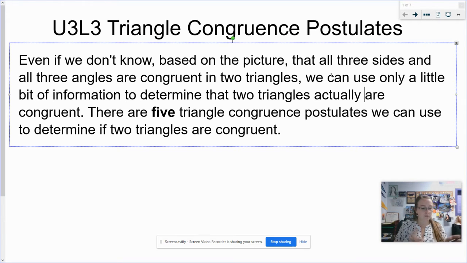There's a way to go about proving this, but just take my word for it so we can move faster. There are 5 triangle congruence postulates, we call them, really fancy, that we can use to determine if two triangles are congruent. And only these 5, nothing else works. And again, we're not going to have all of the information, but we'll have enough to say that, yes, even though we don't know all 3 angles and all 3 sides are congruent, we can still say these two triangles are congruent.